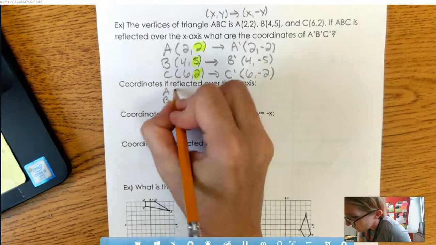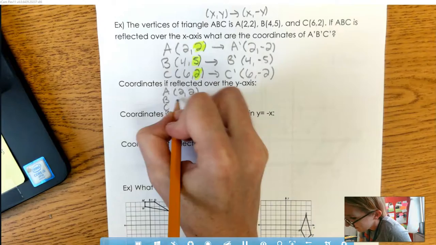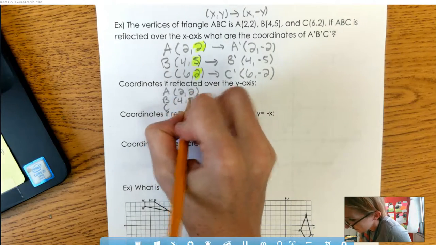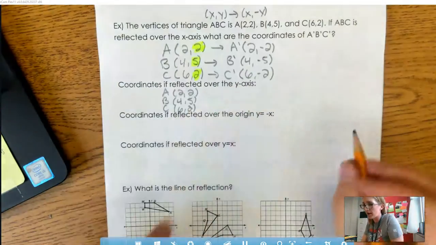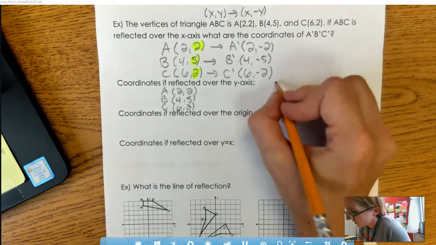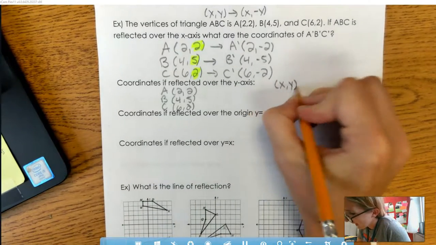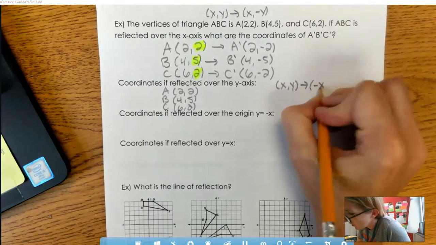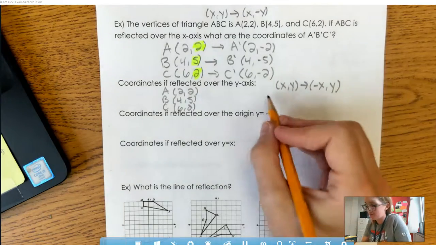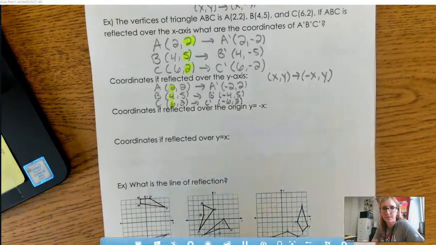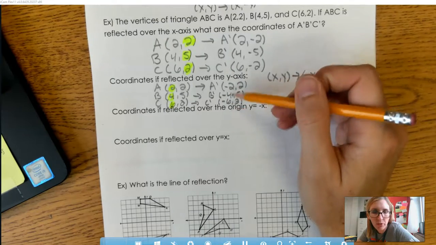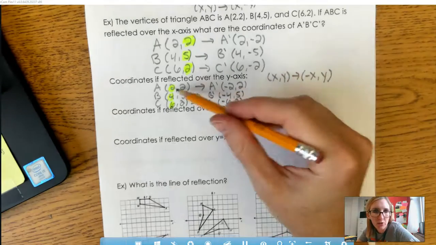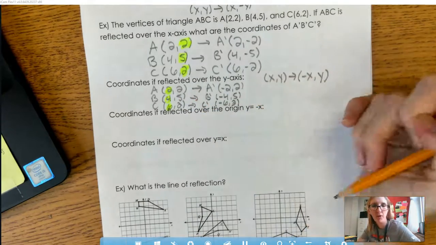Let's go ahead and do the same thing. We're using the same triangle, but we're doing different reflections. So now we're reflecting over the y-axis. So if we're reflecting over the y, change the sign of the x. So go ahead and do that. Okay, so you can see I highlighted all the x values, and those are the only values that are changing the sign, right? So this positive 2 becomes a negative 2, and so on.